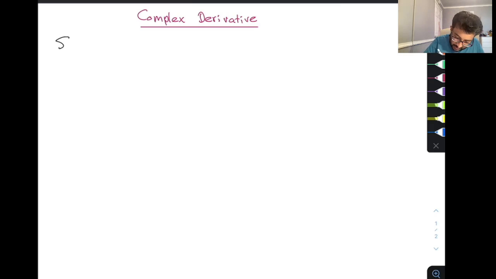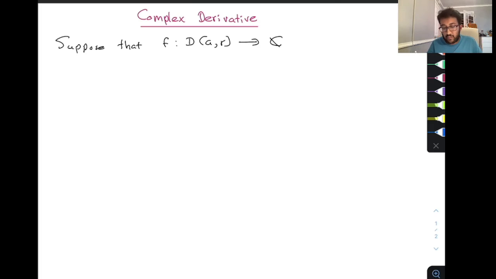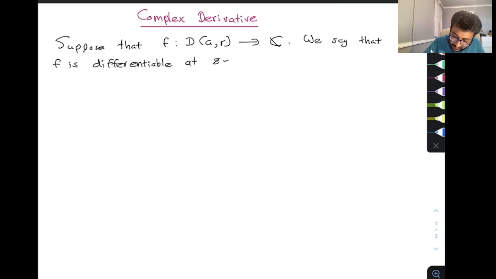Suppose that f is a complex function whose domain is an open disk centered at z equals a and radius r. And this is a complex valued function. Then we say that f is differentiable at z equals a if this limit exists.